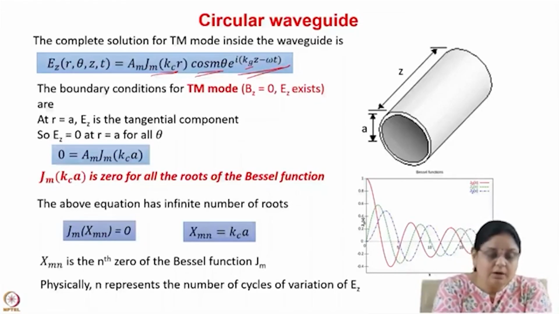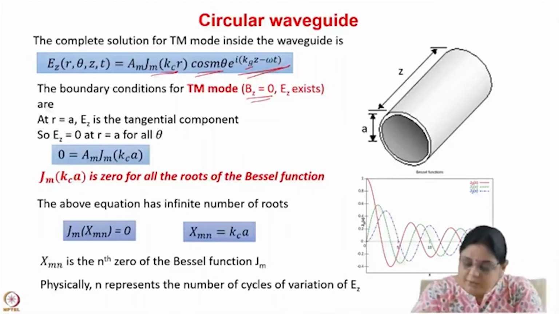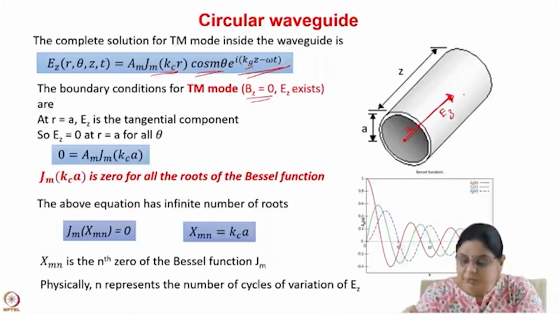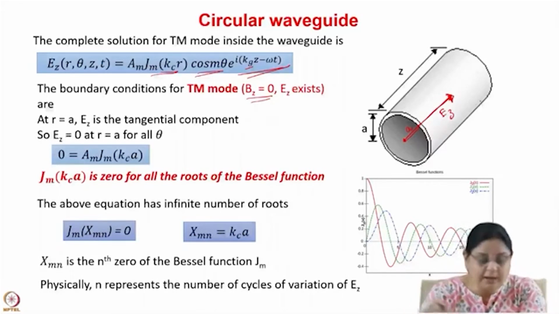Okay, so now let's see the boundary conditions. For the TM mode, Bz is equal to 0 and Ez exists. So the boundary condition is at r equal to a. This is the radius. Now we have this Ez component here. At r equal to a, this Ez component is the tangential component.